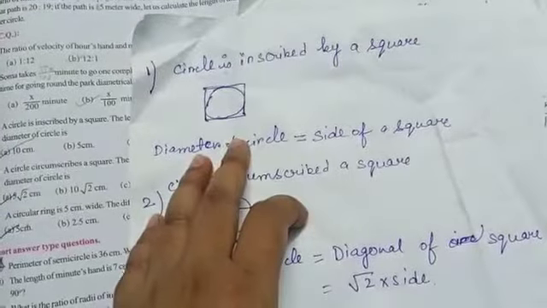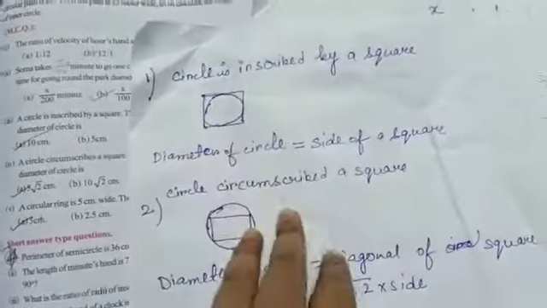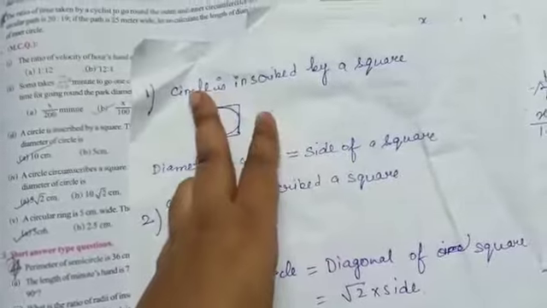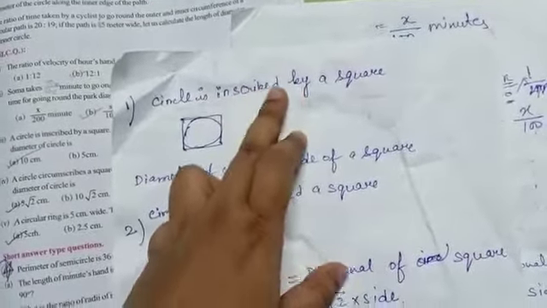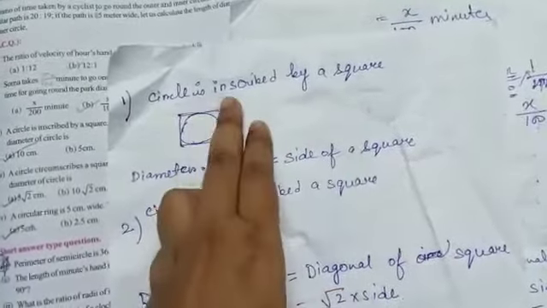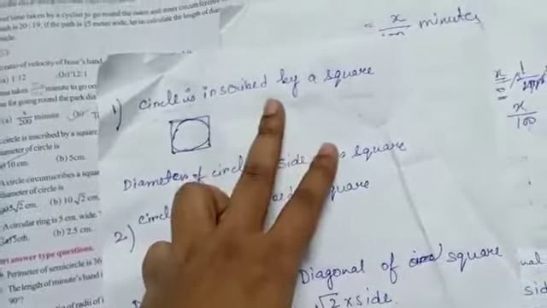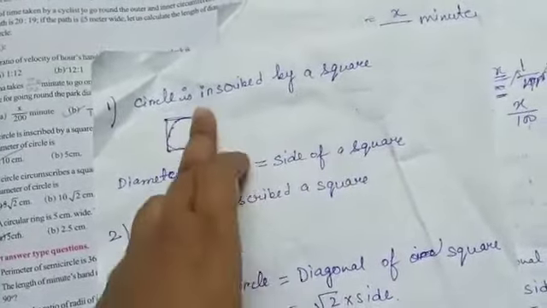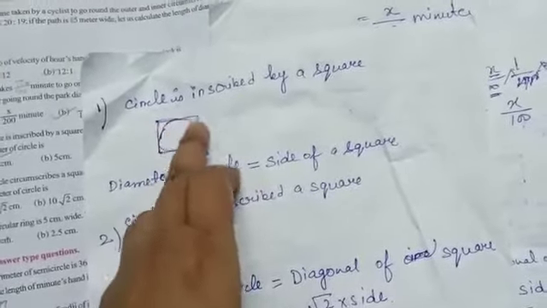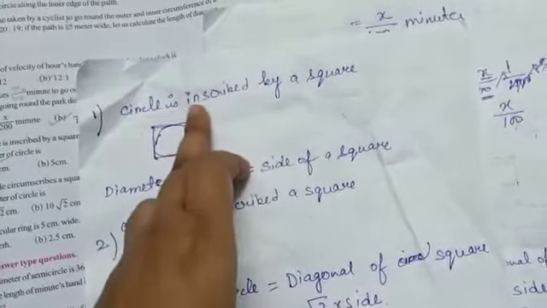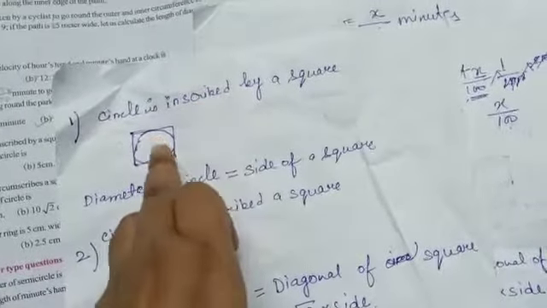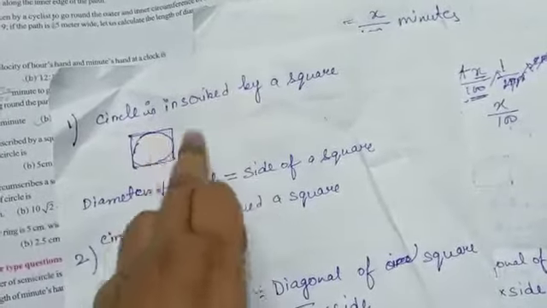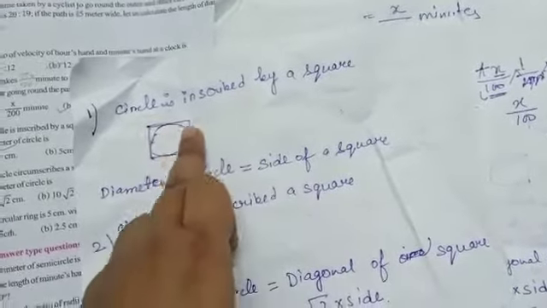Now class 9, for doing the next question you have to know some concepts. I am explaining you one by one. A circle is inscribed by a square means the square will be outside and the circle will be inside of that square. That is why it is inscribed.